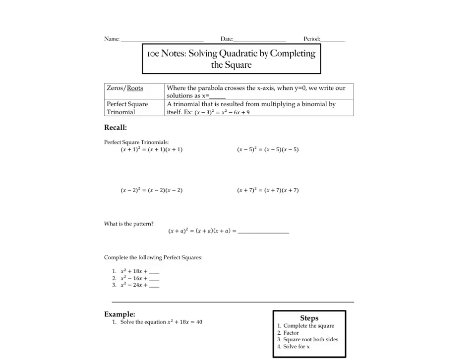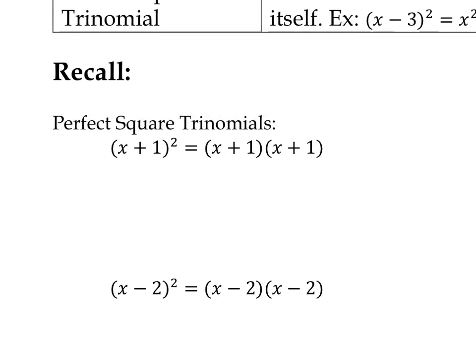So we're talking about these perfect square trinomials, which we've done before. If we look here at our first example, we've got x plus 1 squared. If something's a perfect square, it means I'm taking the same binomial, those same two terms, and I'm squaring them. So it looks like my x plus 1 times my x plus 1. It's the same thing times itself.